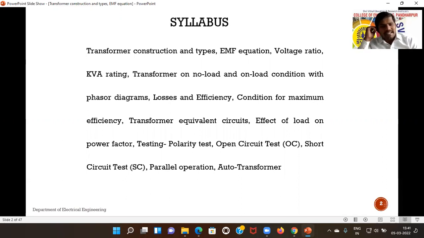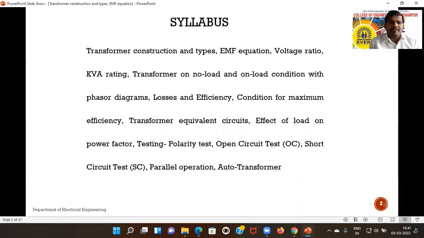Then some of the testing, that is the polarity test, the open circuit test and the short circuit test. Then the parallel operation of transformer: why the transformer is operated in parallel, what is the necessity, and what are the conditions for operating 2 or more than 2 transformers in parallel. We will be discussing the parallel operation.